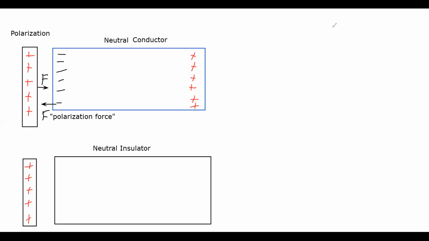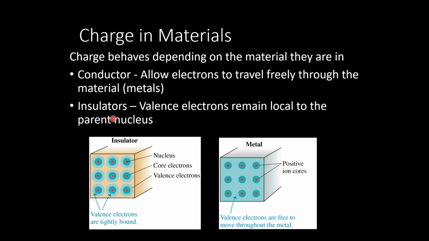Okay. What's going to happen to the insulator? Am I going to have a polarization force? So remember what an insulator does. An insulator, let's go back to the picture I had here. Here's the insulator. An insulator does not allow its electrons to move, right? Or at least does not allow the valence electrons to move away from the parent nucleus. Okay, so given that, will I have a polarization force in my picture here?